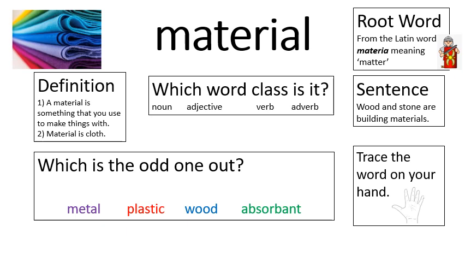The sentence I came up with was wood and stone are building materials, and that helps you find the odd one out there in that list. Metal, plastic and wood are all materials that things can be made of. Absorbent is the odd one out because that's a property of a material. Okay, trace the word on your hand to practice the cursive handwriting pattern of it, and then let's break that word down on the next slide.